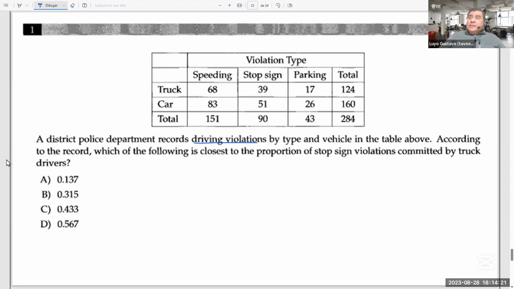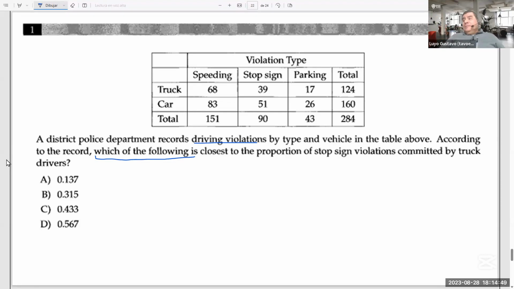Don't let this initial information fool you, because the question is phrased in a very particular way. You need to understand what they're really asking you. Which of the following is closest to the proportion of stop sign violations committed by truck drivers? So what does this mean?